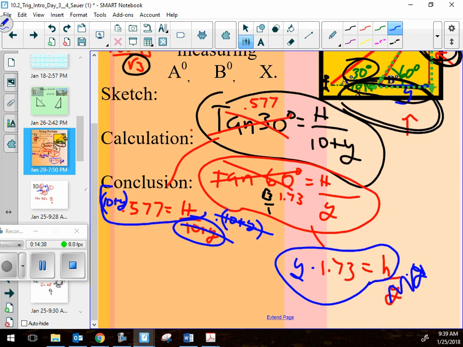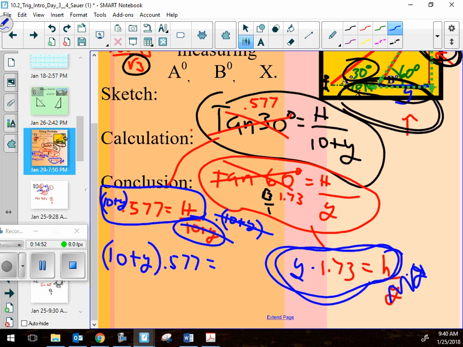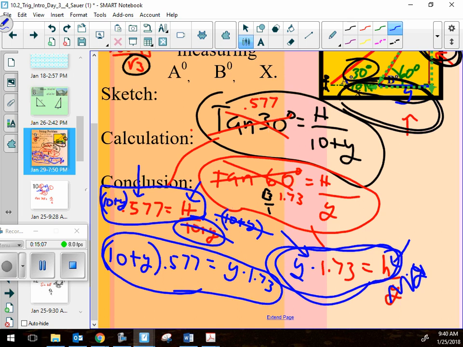And here's h for the one equation, and here's h for the other equation, and then you can set them equal to each other. Since h is this and h is that, then 10 plus y times 0.577 must be y times 1.73, because h is equal to h, so that has to equal that. Now, what's good about this? It only has y's in it, and I have to trust that you can solve it from there.